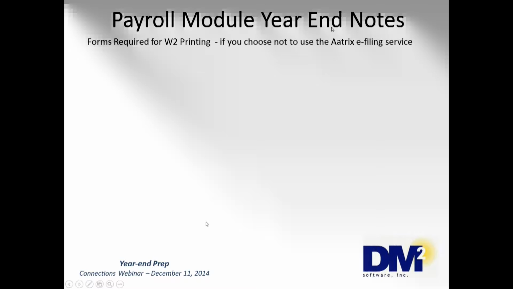So forms required. If you decide that you are not going to use the Atrix e-filing service, you need to purchase the blank perforated 4-up W-2 forms. On the back of those W-2 forms, there was some really, really small writing. So all the disclaimers and disclosures and instructions are already pre-printed on the back of those forms. So again, your options are, you do still need to use Atrix.